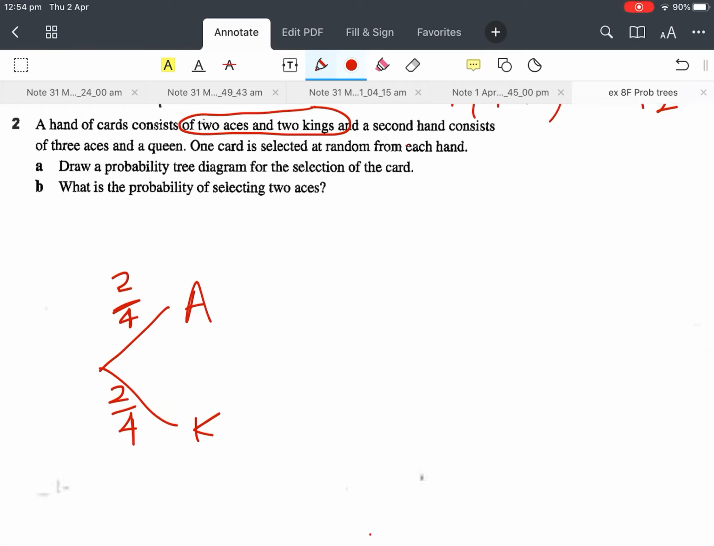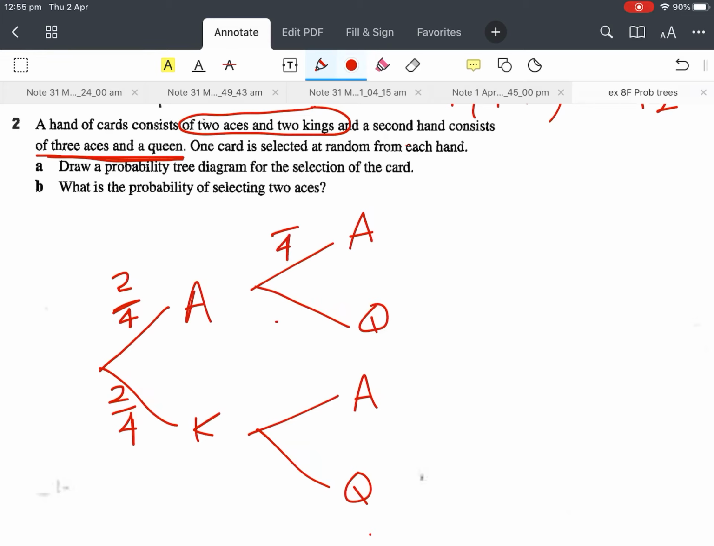So now I'm going to do the second. My second hand has 3 aces and a queen. So instead of drawing 4 branches, I'm going to just do an ace branch and a queen branch. Ace branch and a queen branch. So what that means now is I have again 4 cards, 3 aces and 1 queen. So each of these are going to be a fraction out of 4.